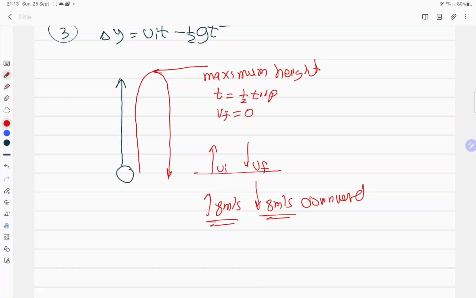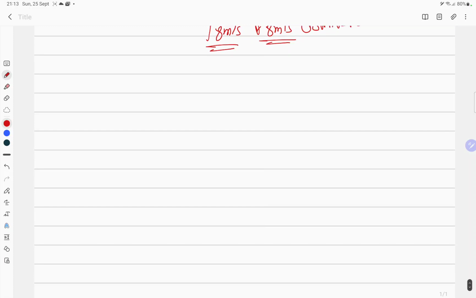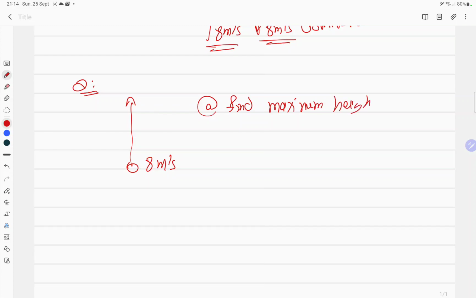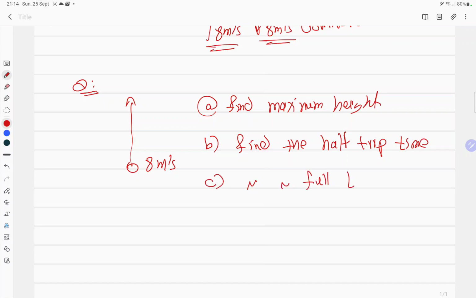Okay, so let's do some questions involving falling objects. Let's say an object is thrown at, say, 10 meters per second, or maybe 8, whatever. Okay, it's 8 meters per second. My question: at A, find the maximum height. B, find the half trip time, and C, find the full trip time.